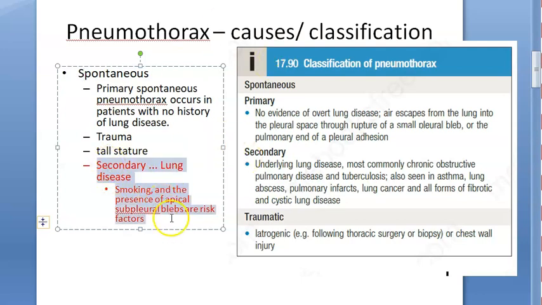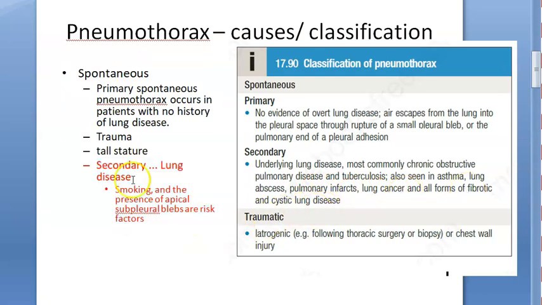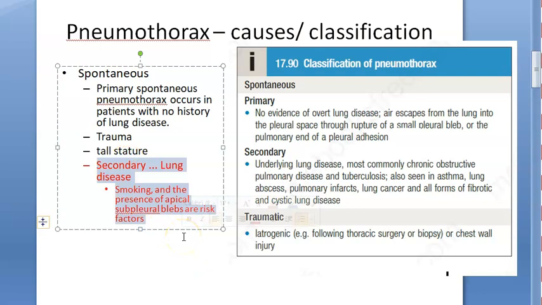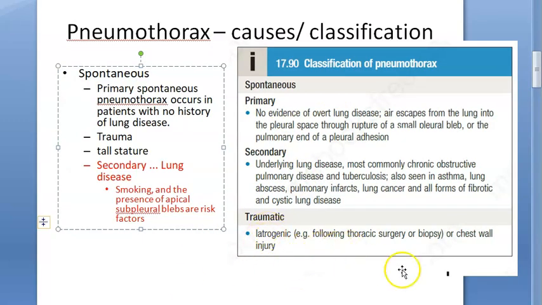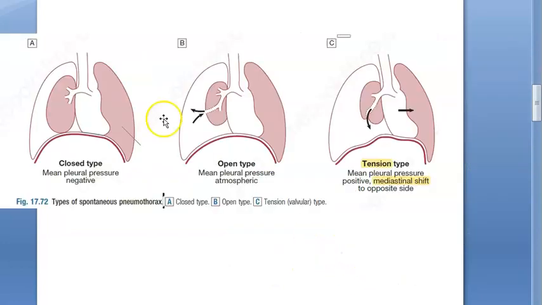Secondary means there is some underlying lung disease like COPD, emphysema, tuberculosis, asthma, lung abscess, pulmonary infarct, lung cancer, all forms of fibrotic or cystic lung disease. Okay, that will cause secondary spontaneous pneumothorax. Primary means there is no lung disease, there is some bleb which is rupturing, without trauma. Trauma means because of trauma, iatrogenic, etc. injury.